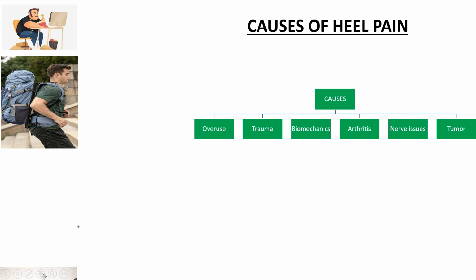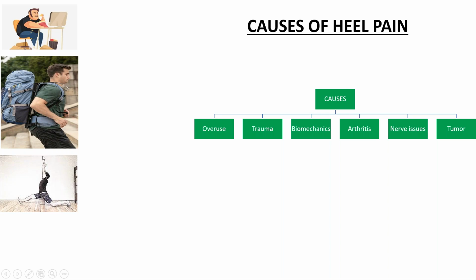The third cause of overuse is overstretching. For example, you're overstretching your muscles, you're overstretching the ligaments of your lower limbs. That might strain your ligaments, that might strain your tendon, leading to heel pain. Fine. So hope you understood the first cause, that is overuse. It could be because of obesity.